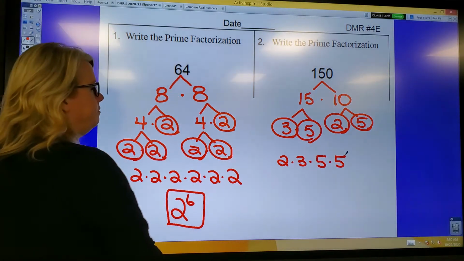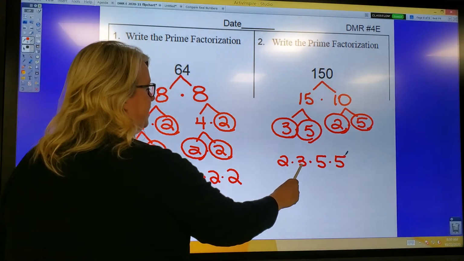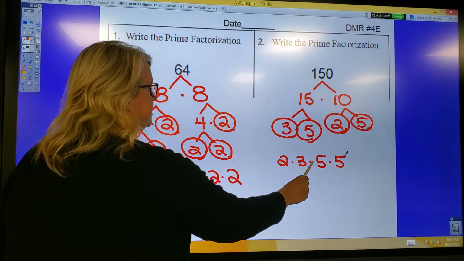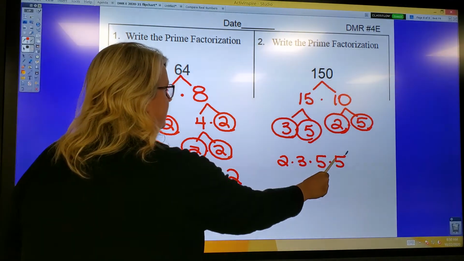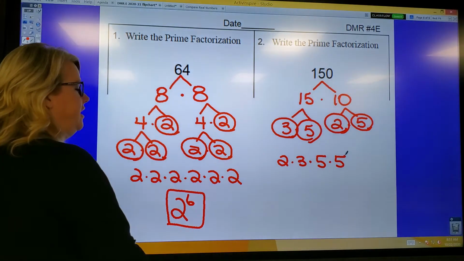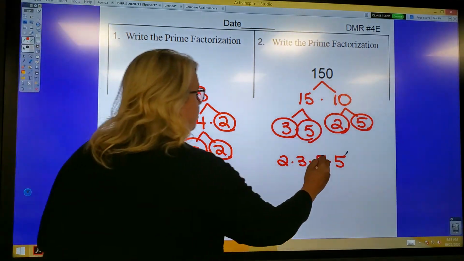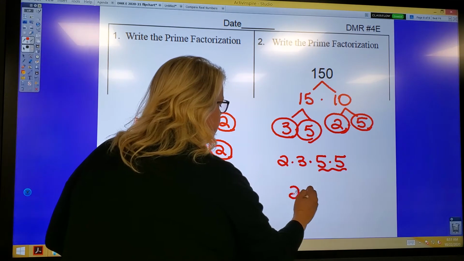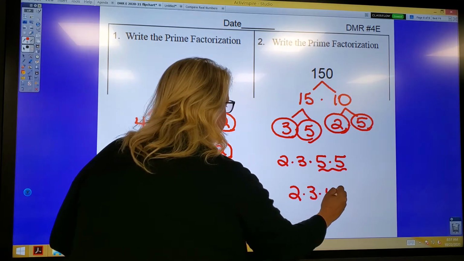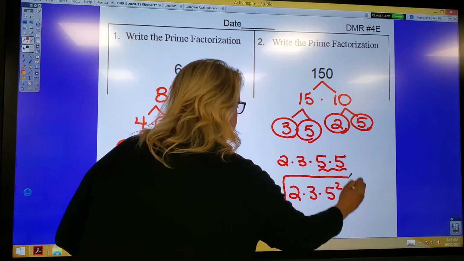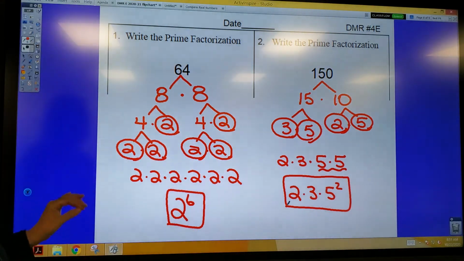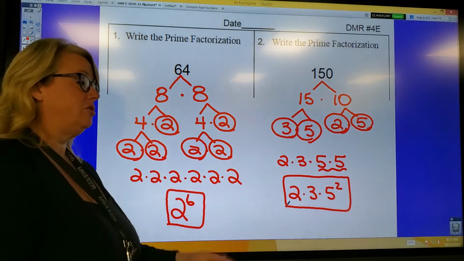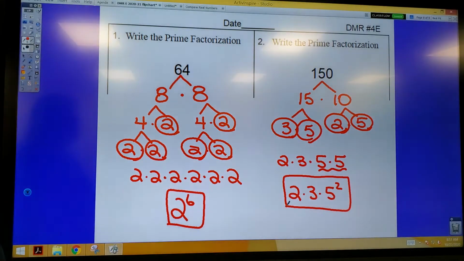I'm going to double check this now. 2 times 3 is 6. 6 times 5 is 30. And 30 times 5 is 150. So I am correct. We have these two numbers that repeat. So it's going to be 2 times 3 times 5 to the 2nd power. So remember before you take your quiz that your prime numbers must be listed in order from least to greatest, and you must use exponents if possible.